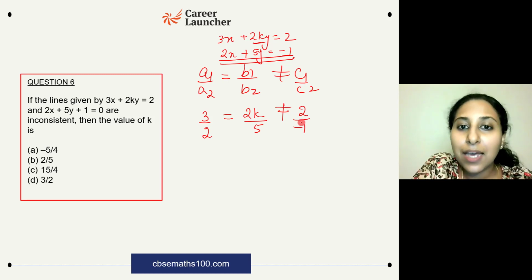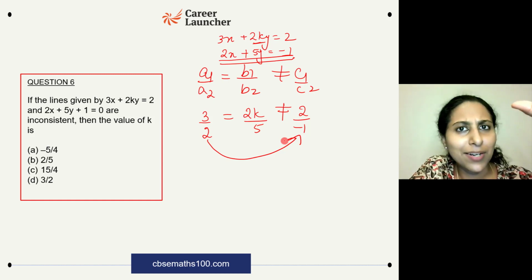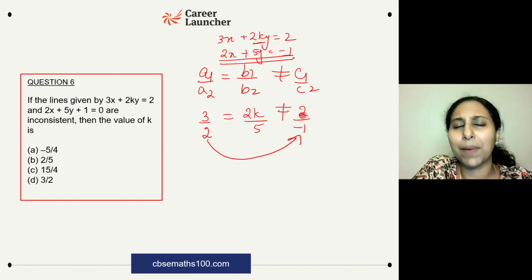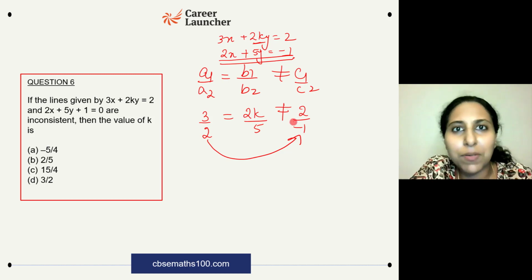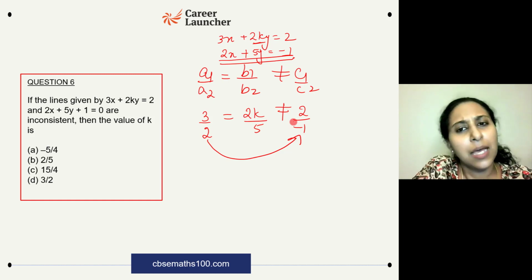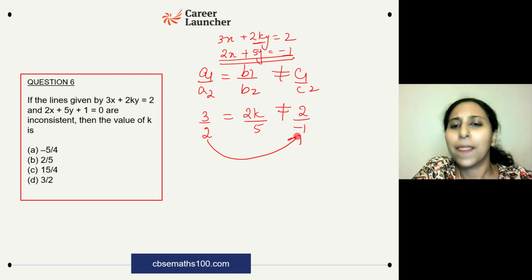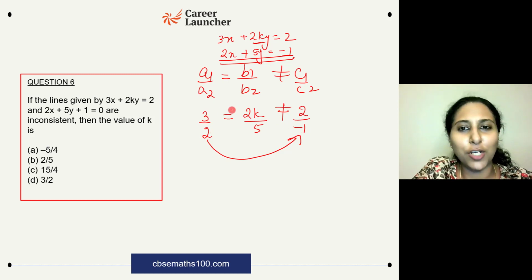First thing you verify, 3 by 2 should not be equal to 2 by minus 1. Well, that's right. 3 by 2 is not equal to 2 by minus 1. In case 3 by 2 was equal to 2 by minus 1, then you would have said, no, this can never be inconsistent, right? Because then it would be infinite solutions. But here it is okay, and hence we can continue finding the value of K.